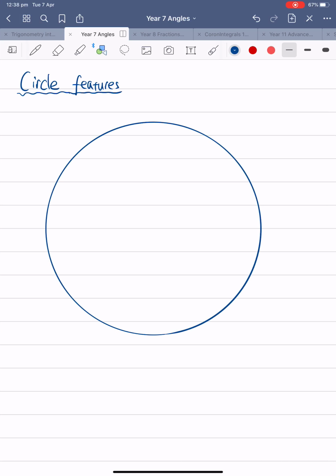From the circle, the most important thing that you do need to know is the point that's right in the middle. We call this point the center of the circle. And then any line passing through the center of the circle is called the diameter of the circle.